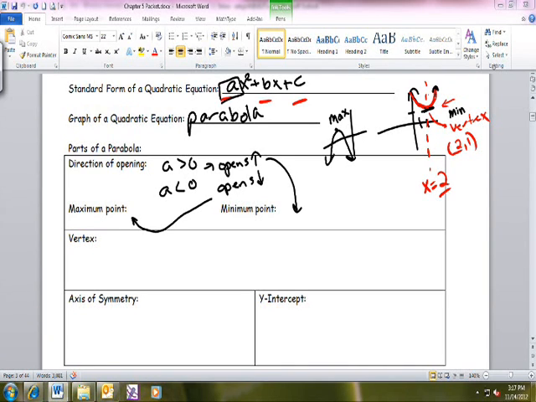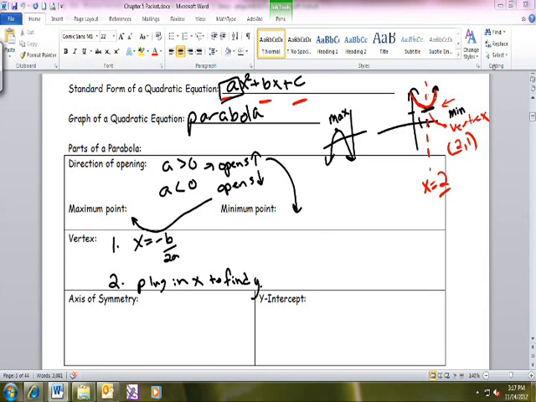Now, to actually find the vertex, you have a formula, and that's x equals negative b over 2a. And once you have your x value, you're going to find the y value by plugging in your x. So one, you find your x, and then two, you plug in x to find y.